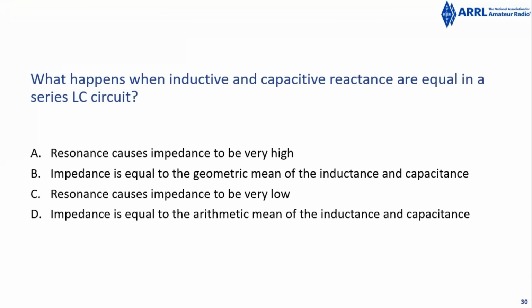What happens when an inductive and capacitive reactance are equal in a series circuit? Resonance means the impedance is very low, impedance is equal to the resistance. I think it's going to be C. The resonance causes impedance to be very low, so the two cancel each other out and you only have the resistance value left, the real resistance.